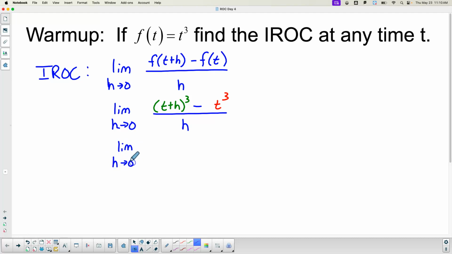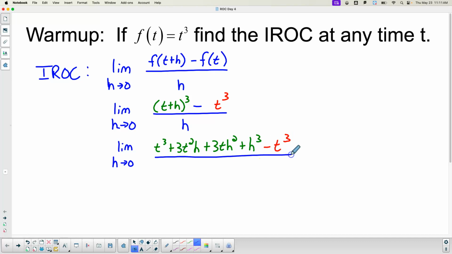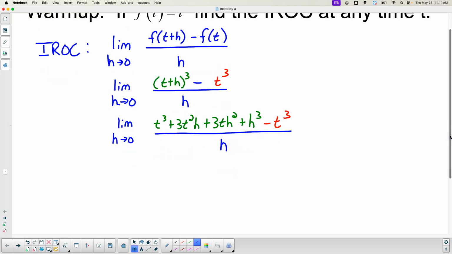Limit as h approaches 0 of t cubed plus 3t squared h plus 3t h squared plus h cubed minus t cubed all over h. I got 3t squared plus 3th plus h squared. Yeah, but you got to plug in the square. You do it. Check it out.